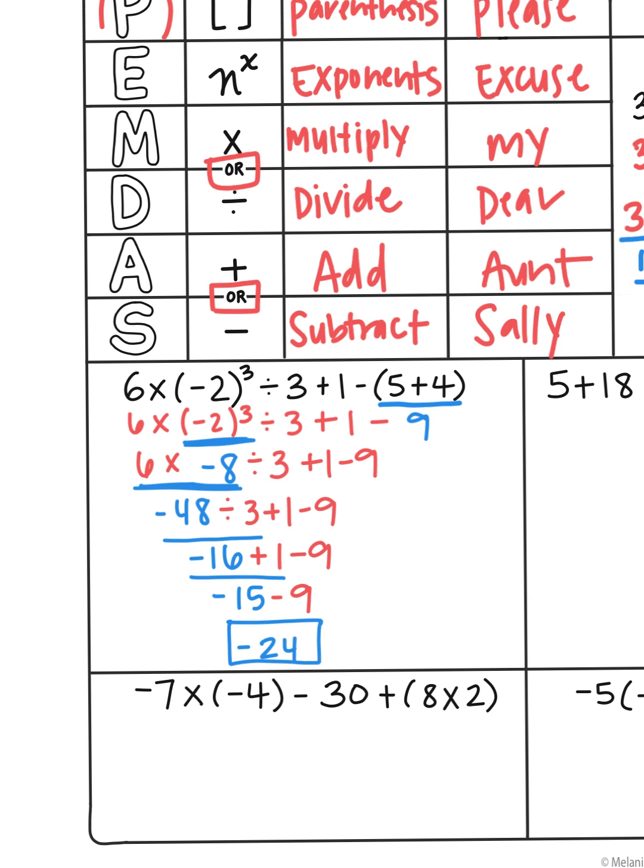Y'all, I have a negative and I'm subtracting. You can't forget your integer. I made a pizza. You can't forget your integer rules. And notice my big old shape of pizza here. Can we try the next one?